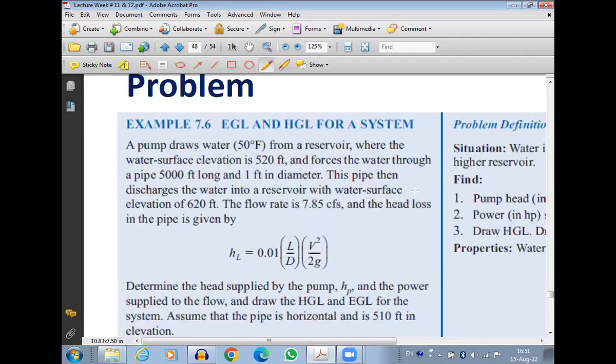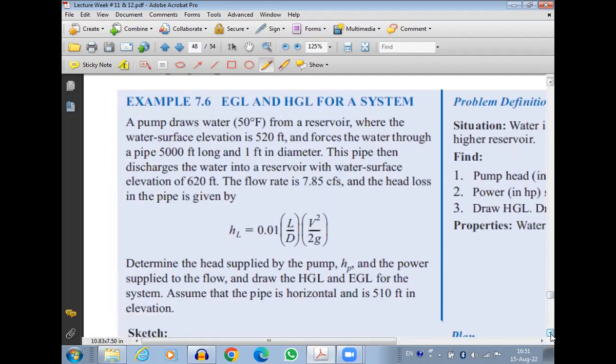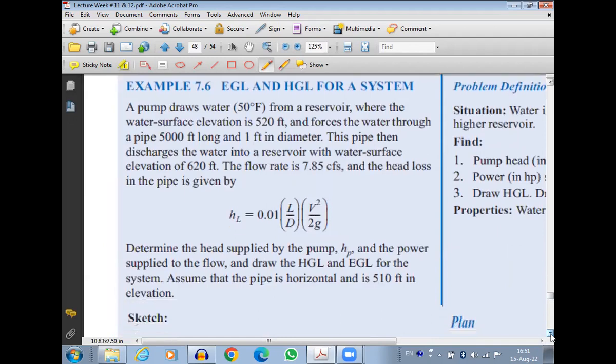So let's see a problem associated with this. A pump draws water from a reservoir where the water surface elevation is 520 feet and forces the water through a pipe 5,000 feet long and 1 foot in diameter. This pipe then discharges the water into a reservoir with water surface elevation of 650 feet. The flow rate is 7.85 CFS.